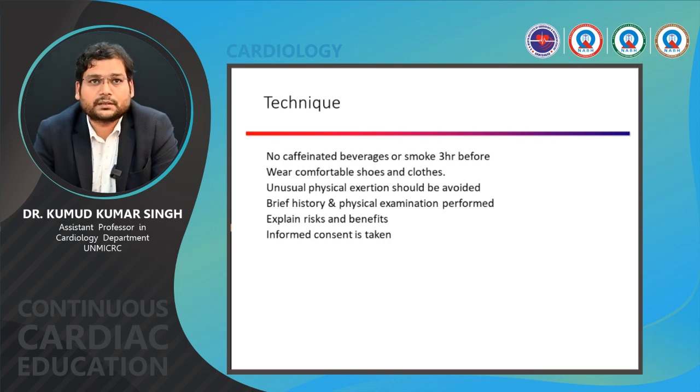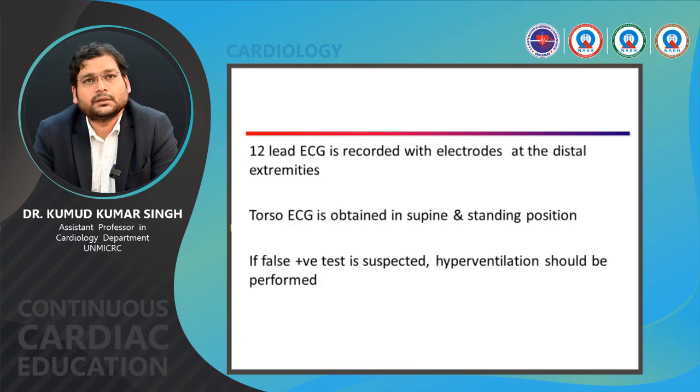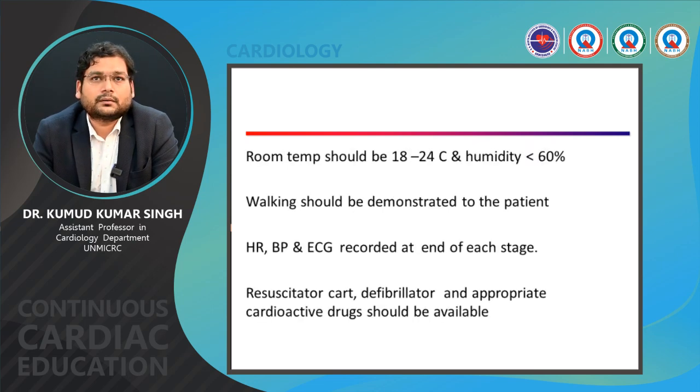We should explain to the patient the risks and benefits of the procedure, and informed consent is taken. A 12-lead ECG is recorded with electrodes at the distal extremities. Torso ECG is obtained in the supine and sitting positions. The room temperature should be between 18 to 24 degrees centigrade, and humidity should be less than 60%.